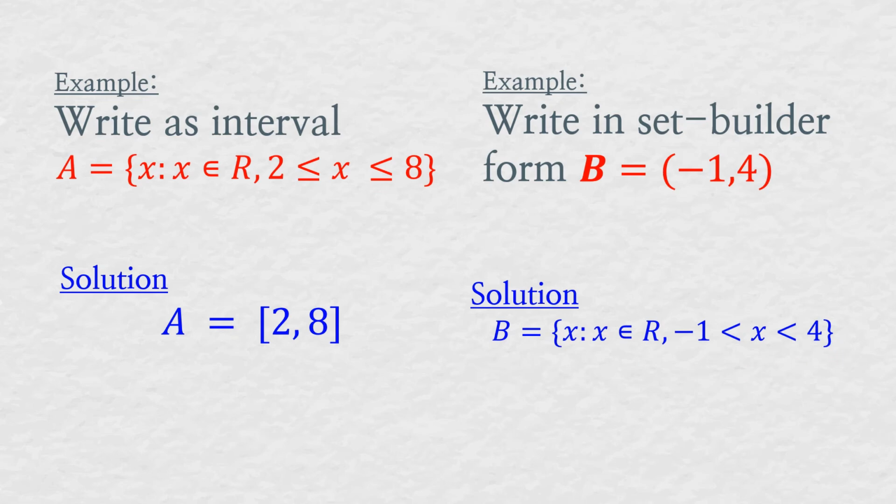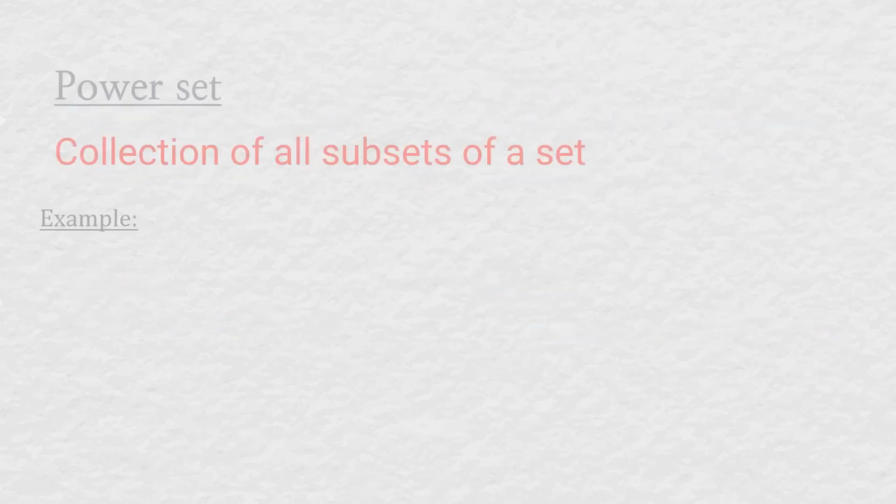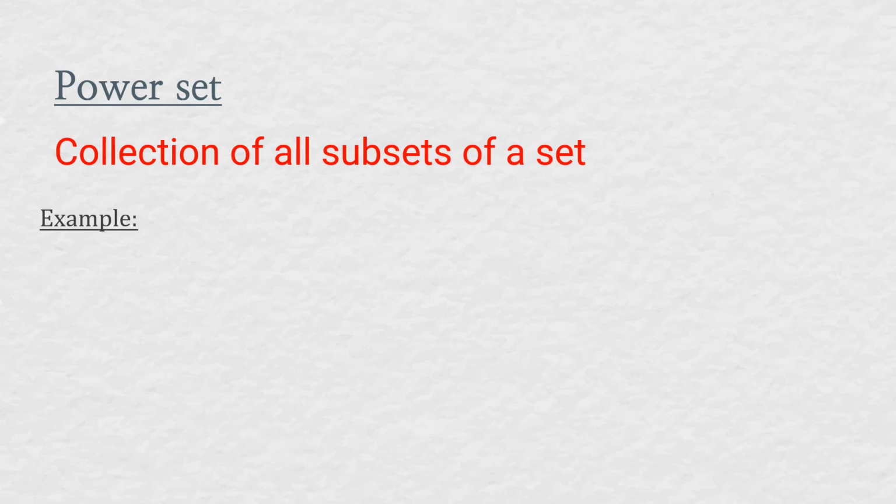As we have seen previously, a set has subsets. So a power set is a collection of all the subsets of a set. We will try to understand this further with examples. Suppose that we have a set A having elements 1 and 2. How many subsets of this set A are possible?